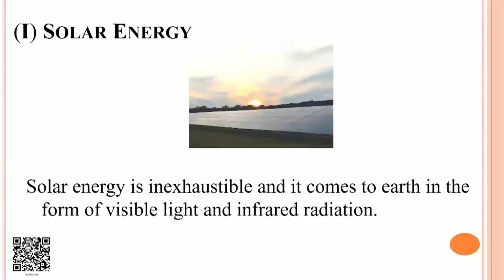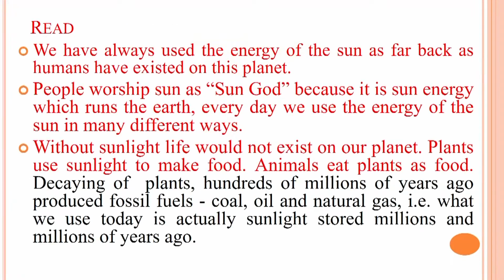The most common energy received on our planet Earth is the sunlight, or solar energy, which is direct sunlight. So, we will talk about solar energy in a little bit of detail. Solar energy is inexhaustible, and it comes to earth in the form of visible light and infrared radiation. We have always used the energy of the sun as far back as humans have existed on this planet, and people worshipped the sun as a sun god, because it is the solar energy which runs the earth.